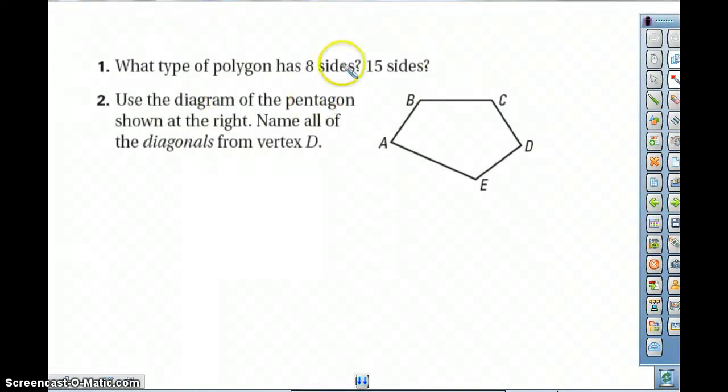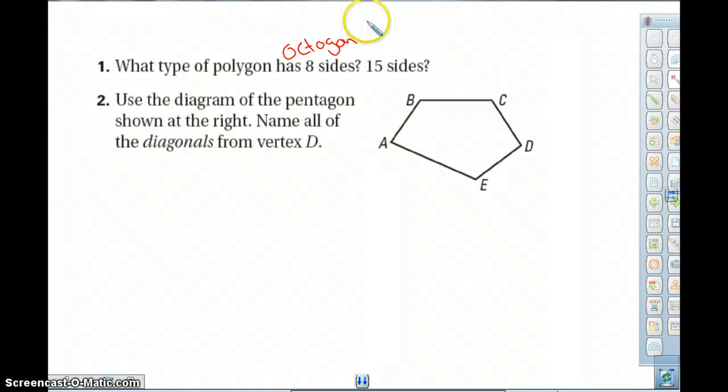Okay, what type of a polygon has 8 sides? Well, we talked about that as being an octagon. Okay, 15 sides. We didn't learn 15 sides. Anything above 12, we're going to go the number of sides, and we're going to name it 15-gon. Okay, because the number of angles that it has is 15.